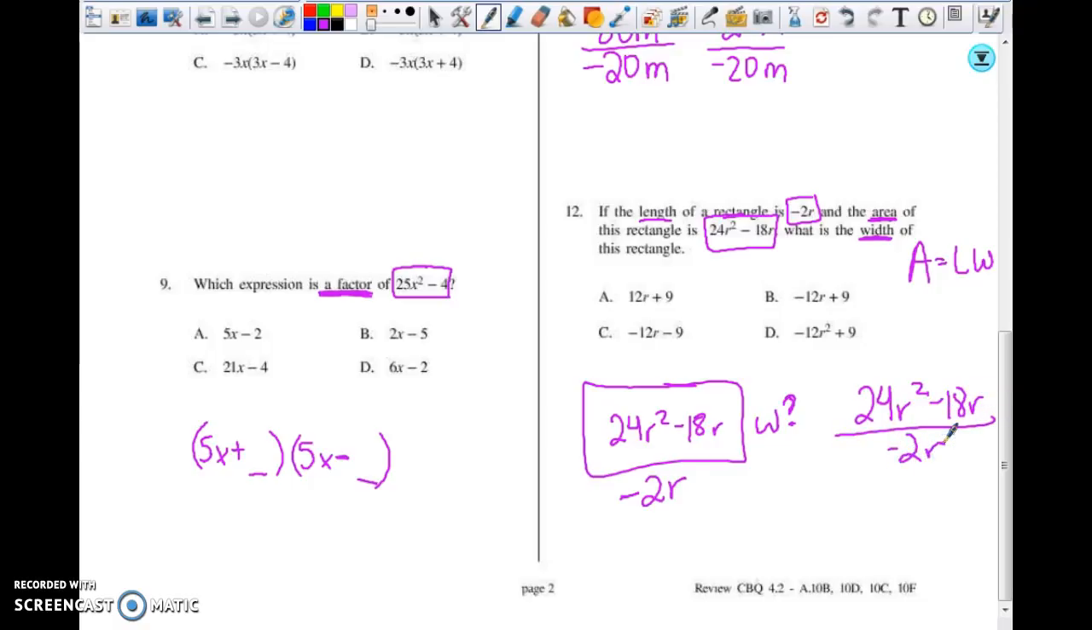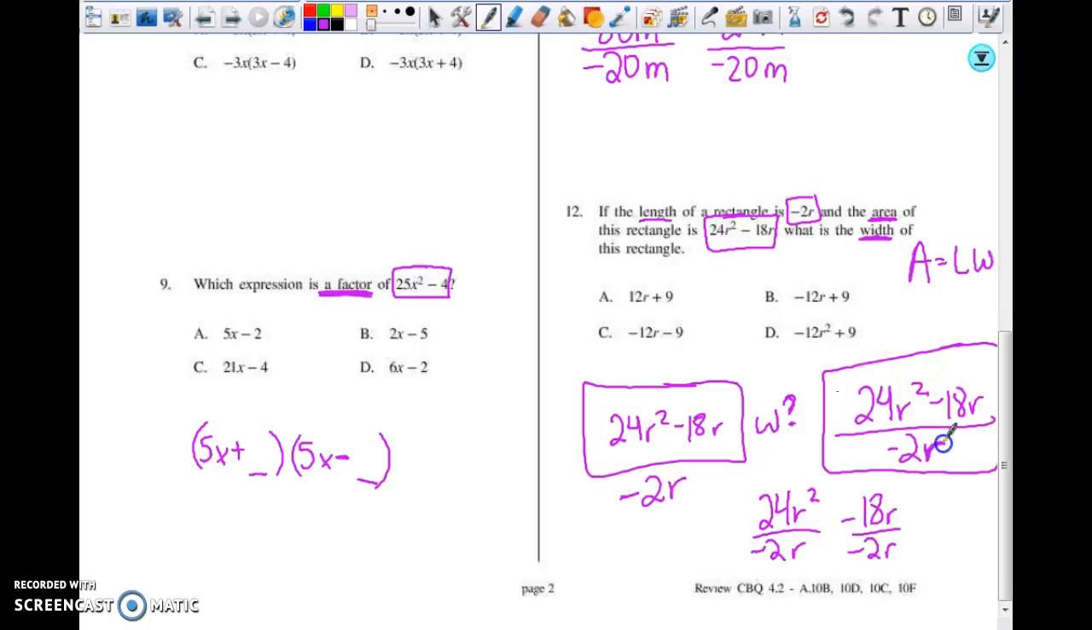For those of you doing it by hand, how many terms do you have? Just one. So if it's just one, you can break it up: 24r squared over negative 2r, and then negative 18r over negative 2r. Okay, so you could do it by hand that way. And if you're doing it by calculator, there's no difference. You know you're dividing, so you'd plug this into Desmos.